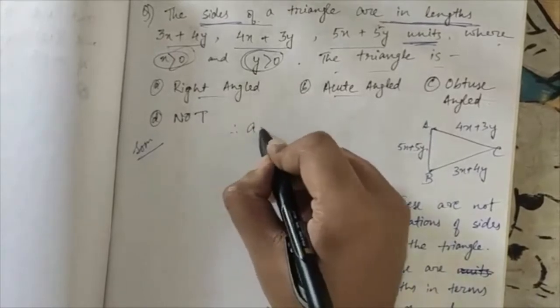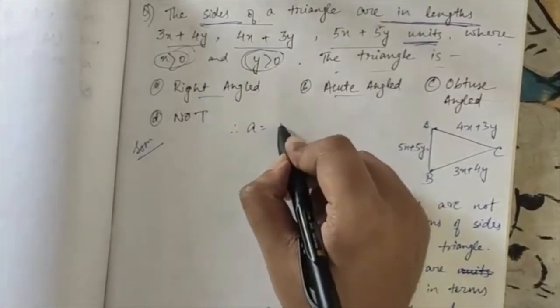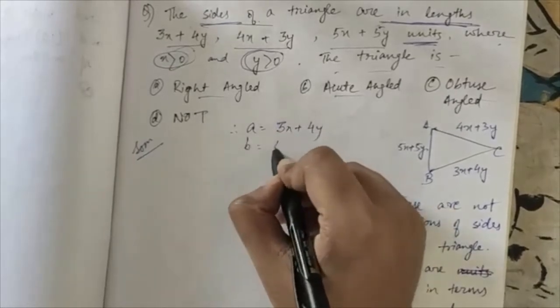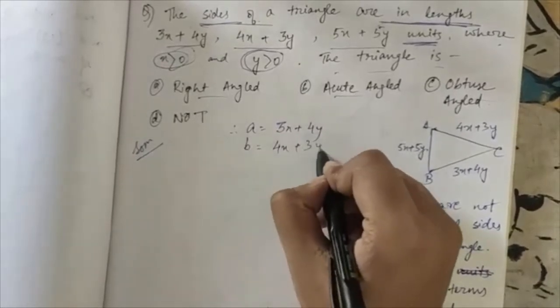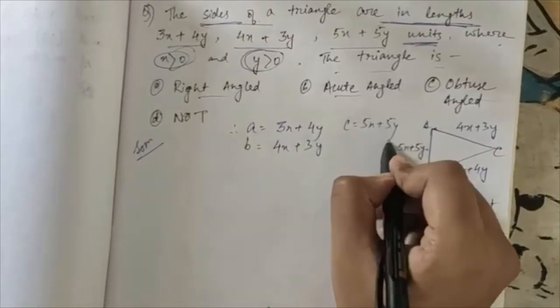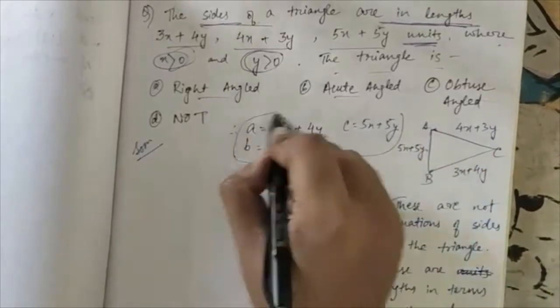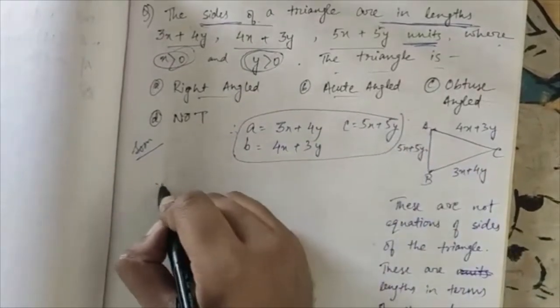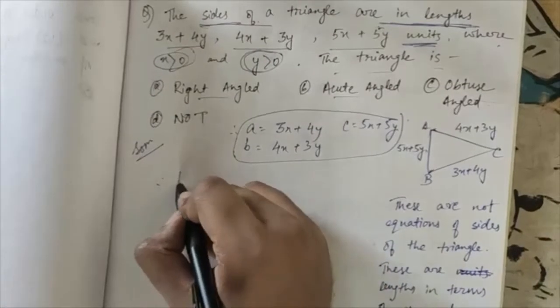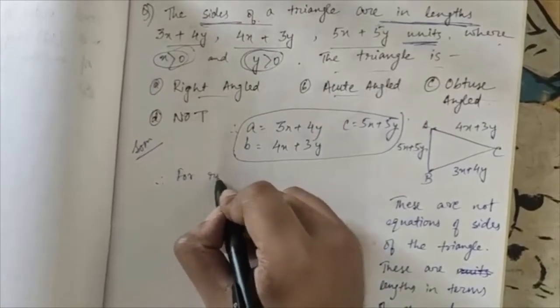Okay, so let's take a as the length of the side BC, 3x plus 4y, the length of the side AC as b, which is 4x plus 3y, and the length of the side AB as c, 5x plus 5y. Now for checking, there is a step, there is some trick.